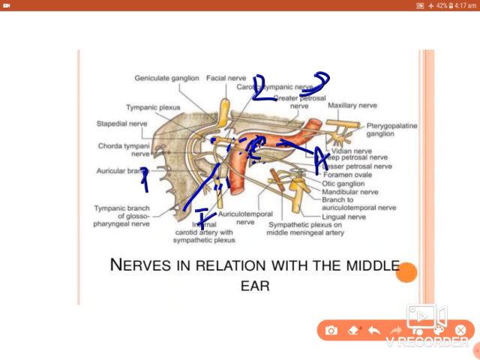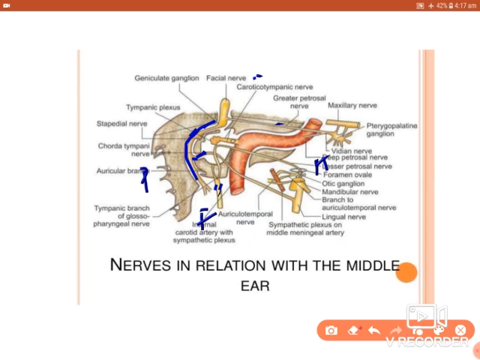From there, the lesser petrosal nerve is coming. See this lesser petrosal nerve. See the facial nerve is there. From there, there is a branch. This is the greater petrosal nerve. So the greater petrosal and lesser petrosal nerves relate to the roof of the tympanic cavity. Then the posterior wall relates to the facial nerve. It provides a branch here, the chorda tympani nerve, that relates to the lateral wall.